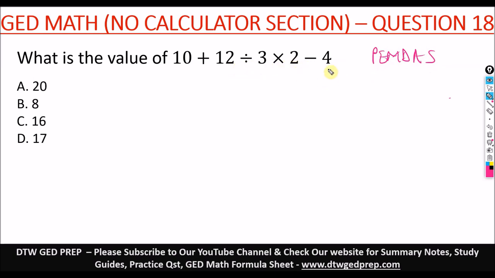Okay, so here, is there any parenthesis? No. Is there an exponent in this expression? No. Multiplication? Yes, we have. So we have to multiply this first. You see, that's why the order of operation helps us.